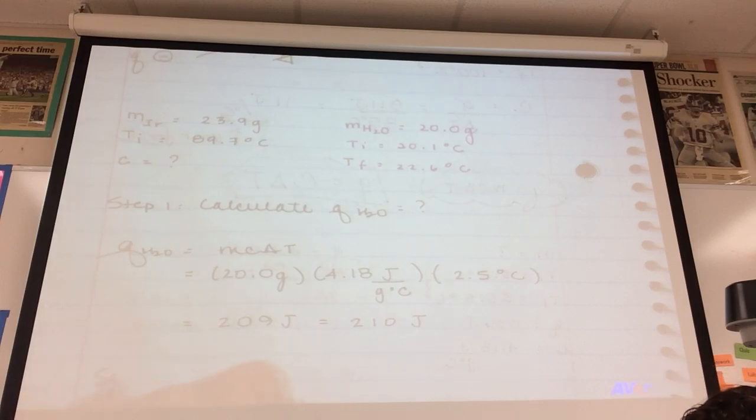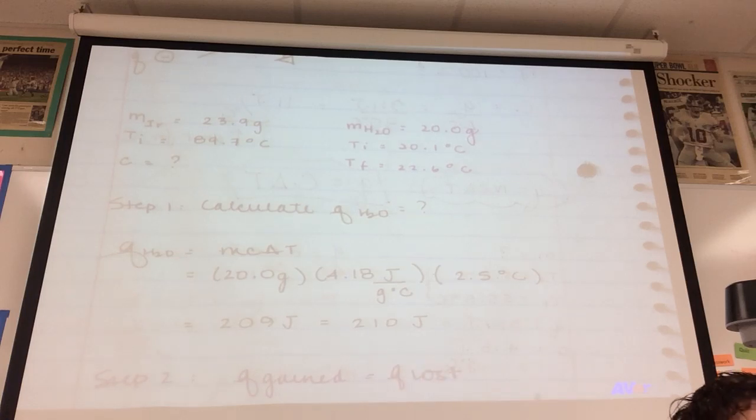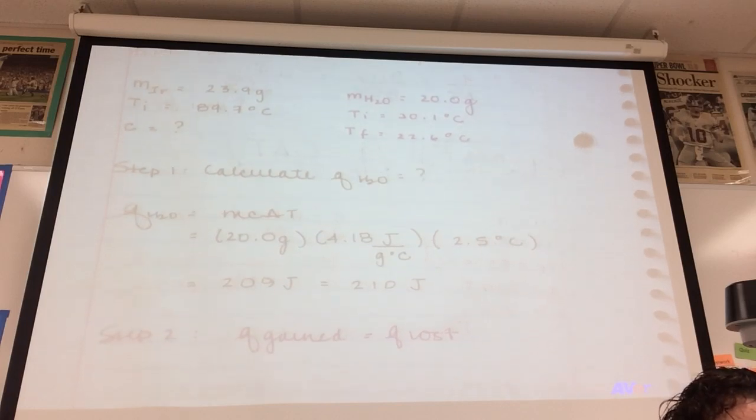Now in step two, this one's really easy. We know that any heat gained by the water is equal to heat lost by the metal. They are equal but opposite in sign. So the Q of the iridium is negative 210 joules. These will be equal but opposite in sign.